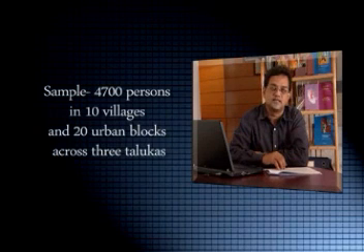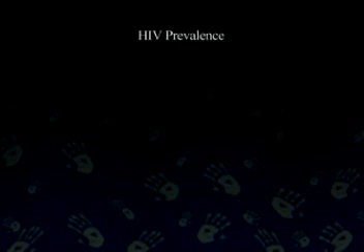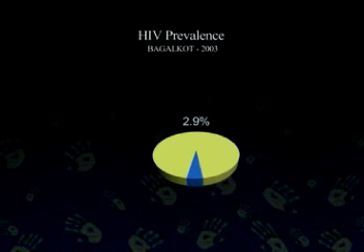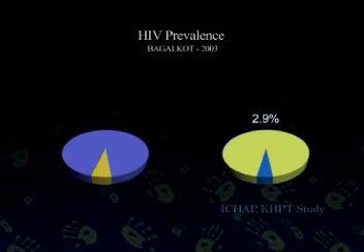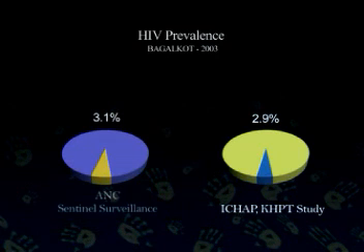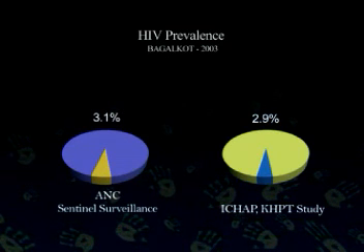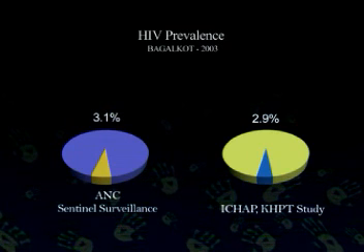We had selected 10 villages out of all the villages in the talukas where we did the survey, based on probability proportional to population size, and 20 urban blocks were selected from the NSSO urban block frame using systematic random sampling. As you see in this graph, the overall prevalence in the district estimated by the survey was 2.9%, which compares very closely with the ANC sentinel surveillance data for Bagalkot district in the same year, which was 3.1%.